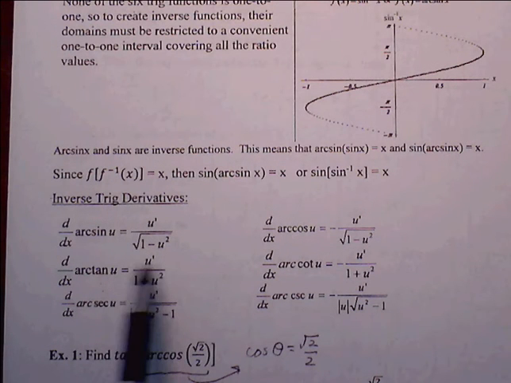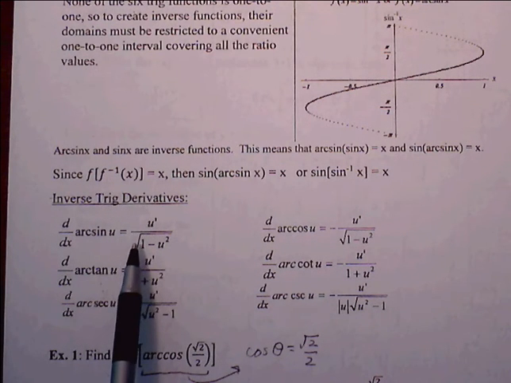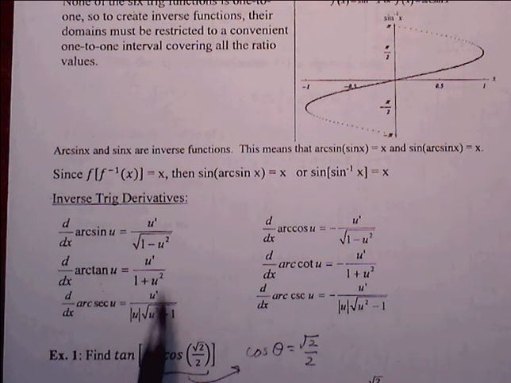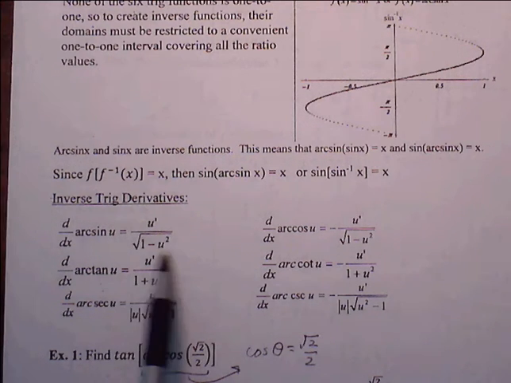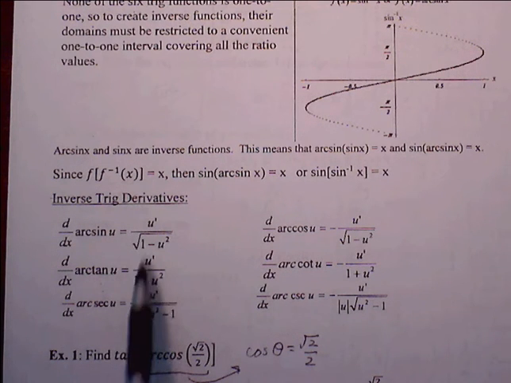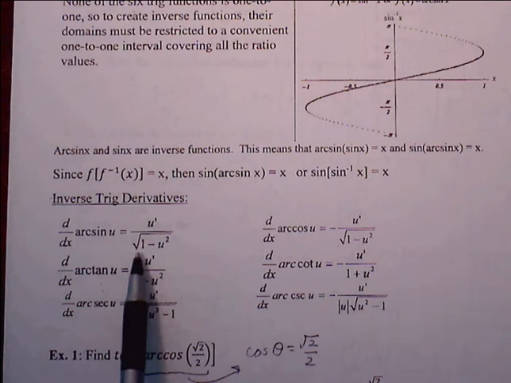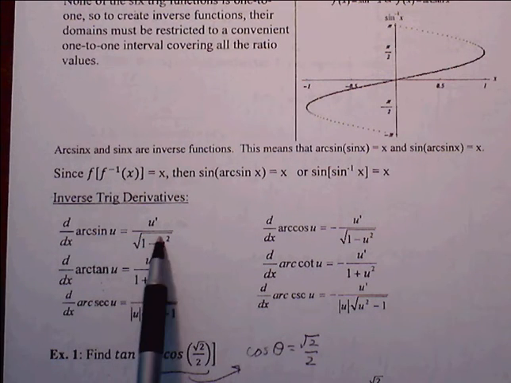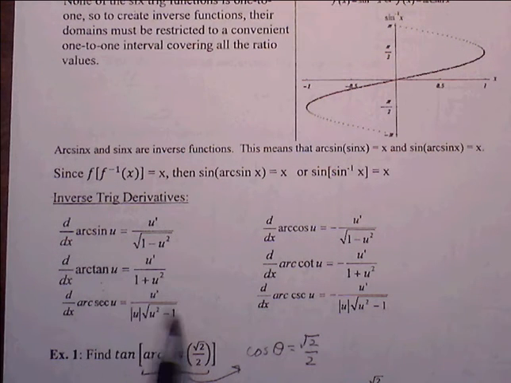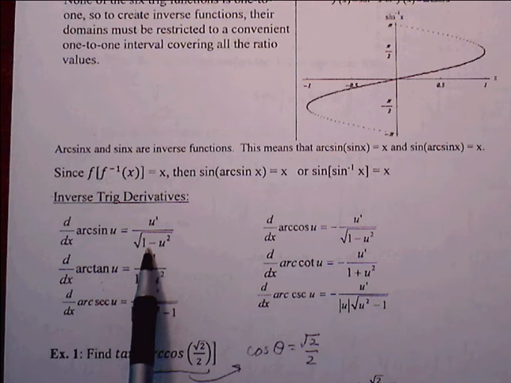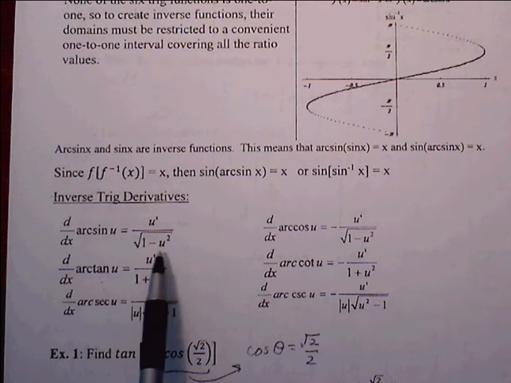Just to talk about patterns here, arc sine and arc secant are the only ones with the square roots. Arc tangent is the only one that does not have a square root. They all have u primes up in the numerator. Arc tangent has the one that's 1 plus u squared. The distinction sometimes is hard to make between arc sine and arc secant. Arc secant is the one that's more complex.